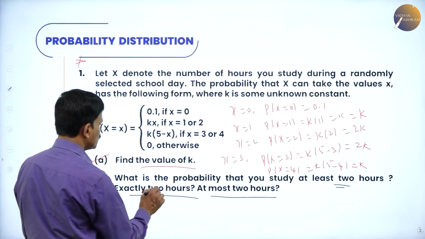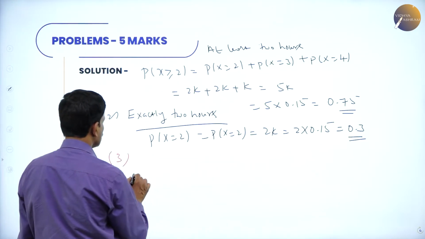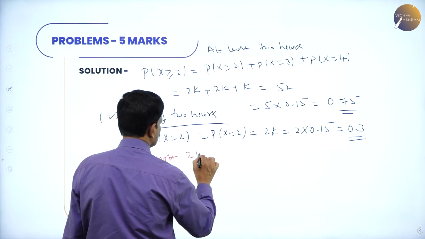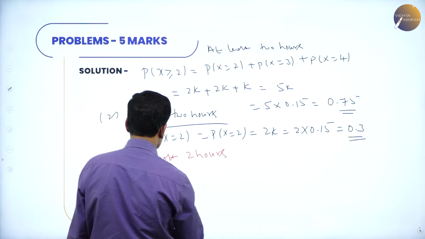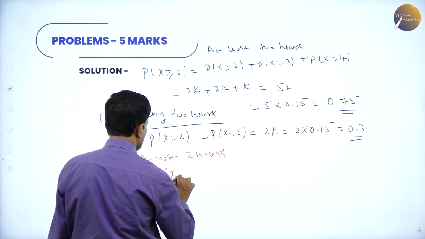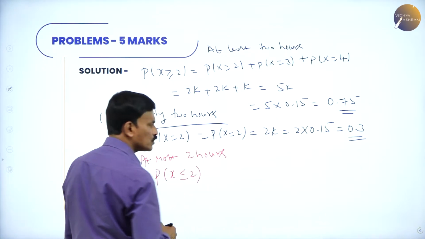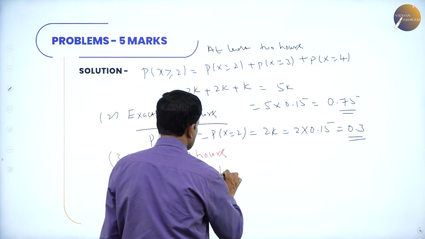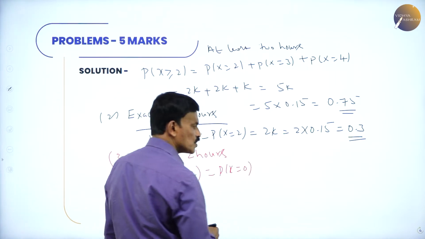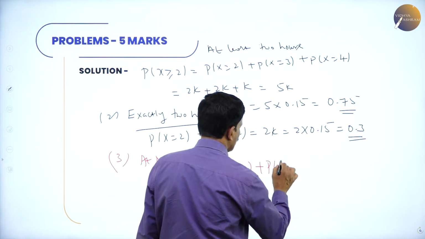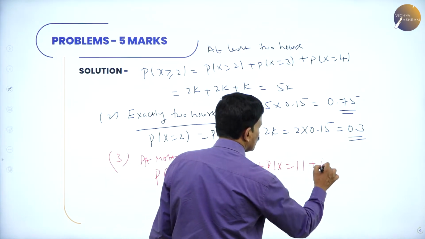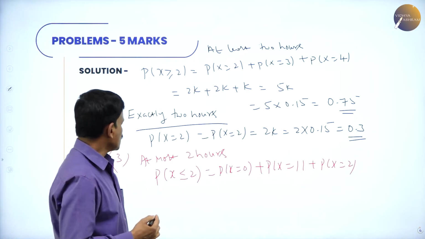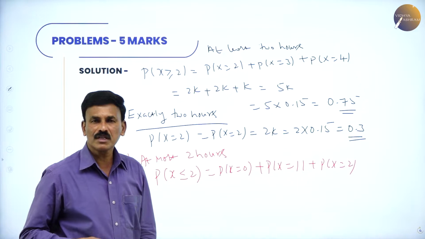Let us come to the third condition. What is the third condition? At most 2 hours. At most 2 hours means probability of x less than or equal to 2. You can study or may not study, so x is equal to 0, or you can study 1 hour, x is equal to 1, plus x is equal to 2. At most 2 hours means less than or equal to 2, that is 0 hour or 1 hour or 2 hours.